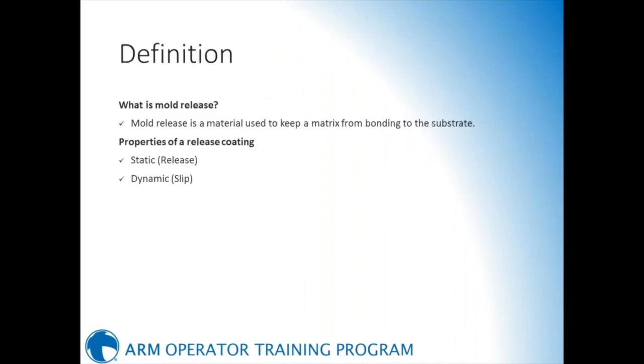So we're going to define what a mold release is. A mold release is a material that is used to keep a matrix, in your case, traditionally polyethylene, from bonding to the substrate, your cast aluminum, steel, or whatever it is. And inside of a mold release, there's two main properties that are causing that material to keep the polyethylene from sticking. It's static and dynamic, or release and slip.